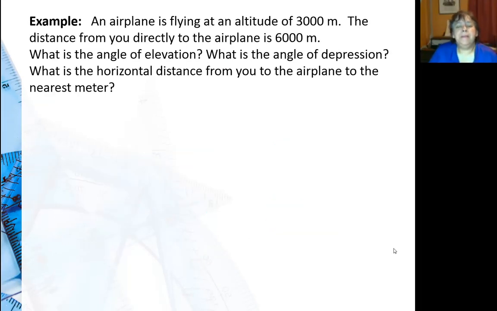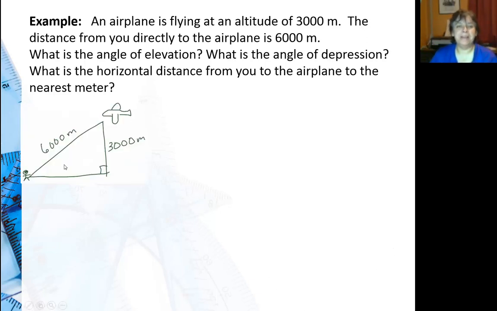Now we have an airplane flying at an altitude of 3,000 meters, and the distance from you directly to the airplane is 6,000 meters. Altitude means vertical distance, so straight up and down. The distance directly, it's like you connect the two objects with a piece of string, however long that string would be. So let me go ahead and draw a picture, and you can see it's like I'm flying an airplane.